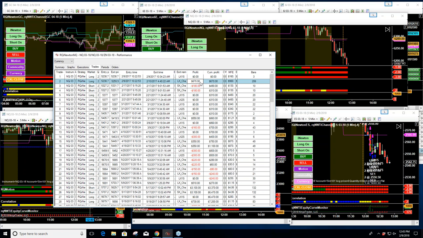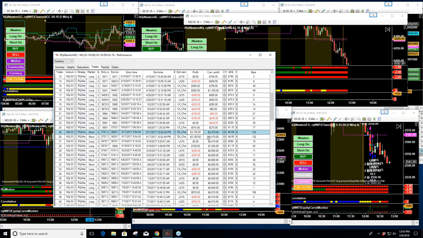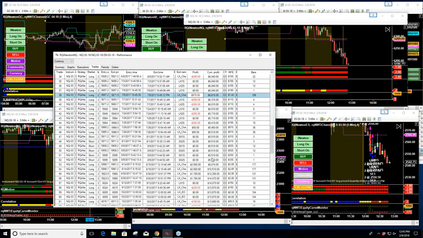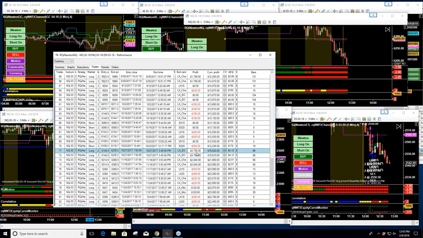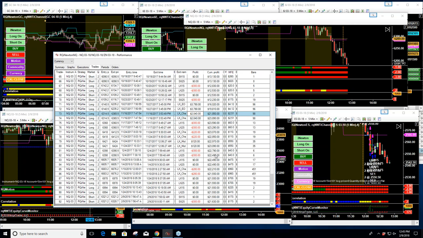Here's where the markets just kind of die out. But then you get the big ones. Here's two nice ones in a row. And that's the strategy.